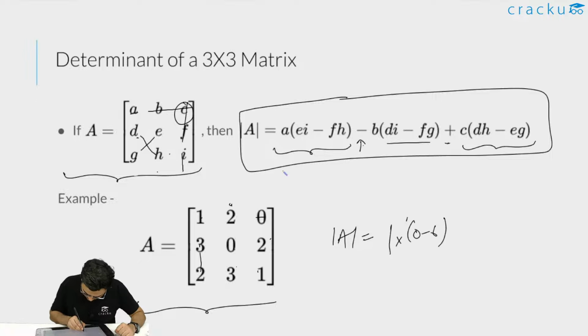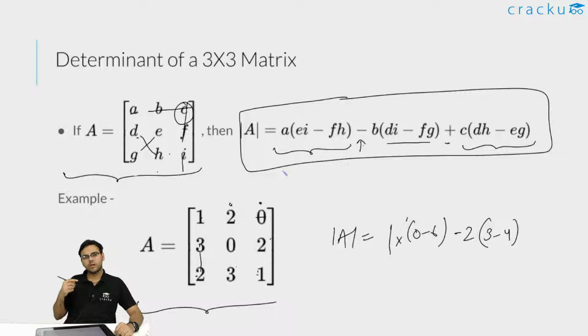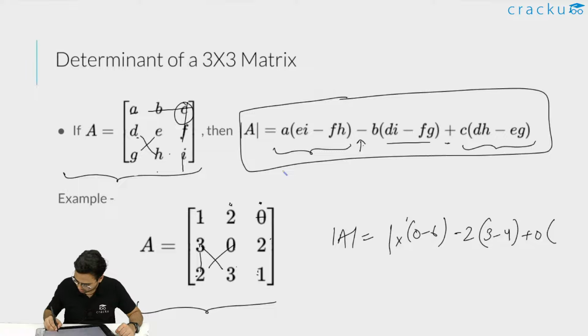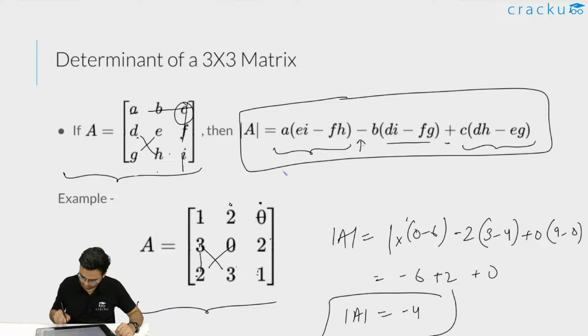Now for this 2, the sign will change. So this will be minus 2 into 3 into 1 minus 2 into 2. So 3 into 1 minus 2 into 2 is 3 minus 4. Now for this third element 0, it will remain positive. So plus 0 into 3 into 3 is 9 minus 2 into 0 is 0. So 9 minus 0. So again this will be minus 6 plus 2 plus 0, and this will again be minus 4. So determinant of A will be minus 4.